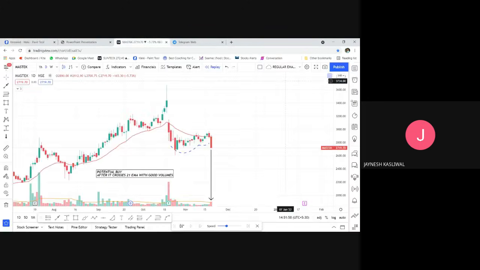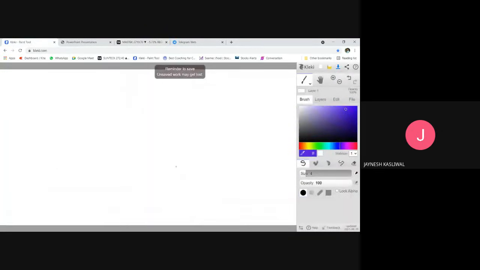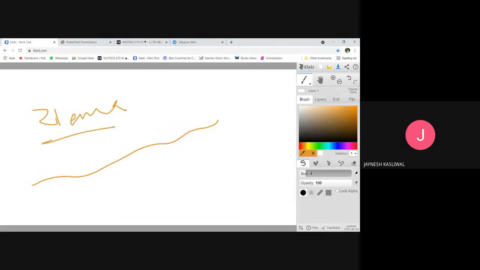Okay, now one more rule that you can use to filter out stocks is to always buy breakouts that are happening above the 21 exponential moving average. Why? Because a stock that is above the 21 EMA is considered to be strong and trending. I mean, the trend of the 21 EMA should be upwards.